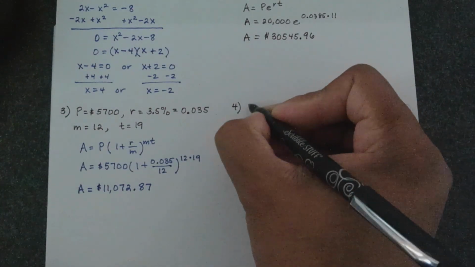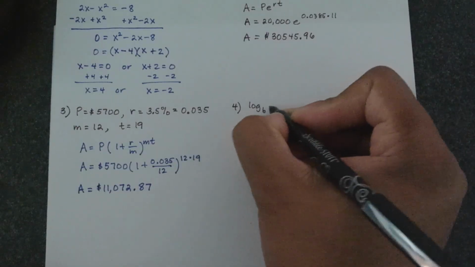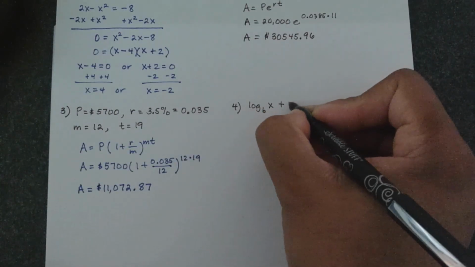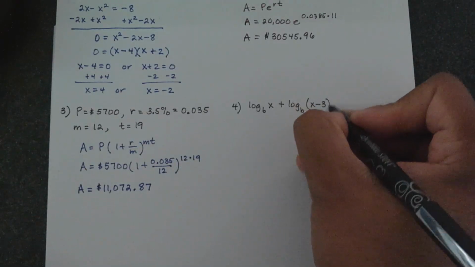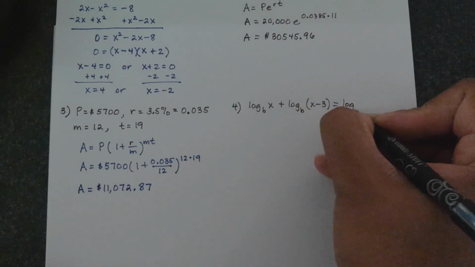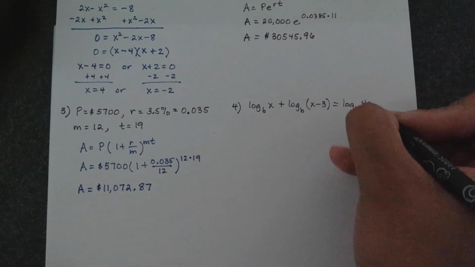Problem number 4 is solving for x in the equation. Here we got log to the base b of x plus log to the base b of x minus 3 is equal to the log to the base b of 40.